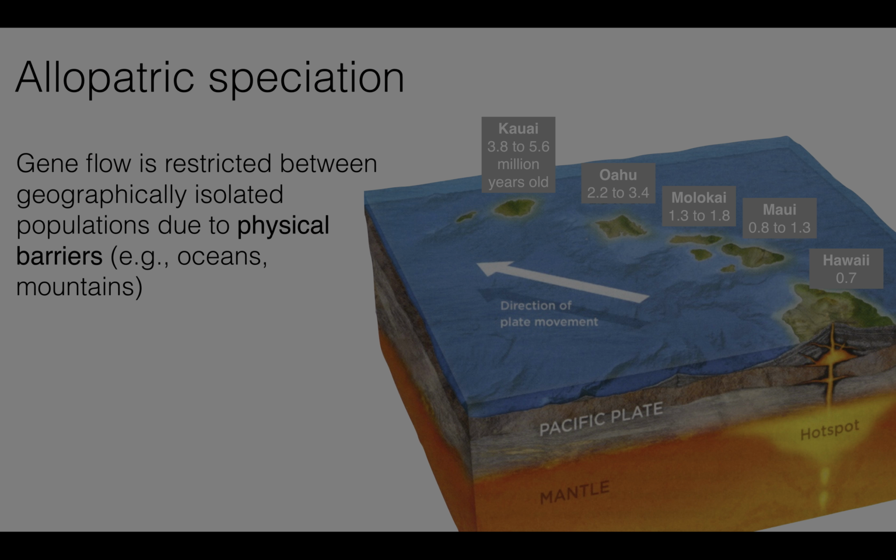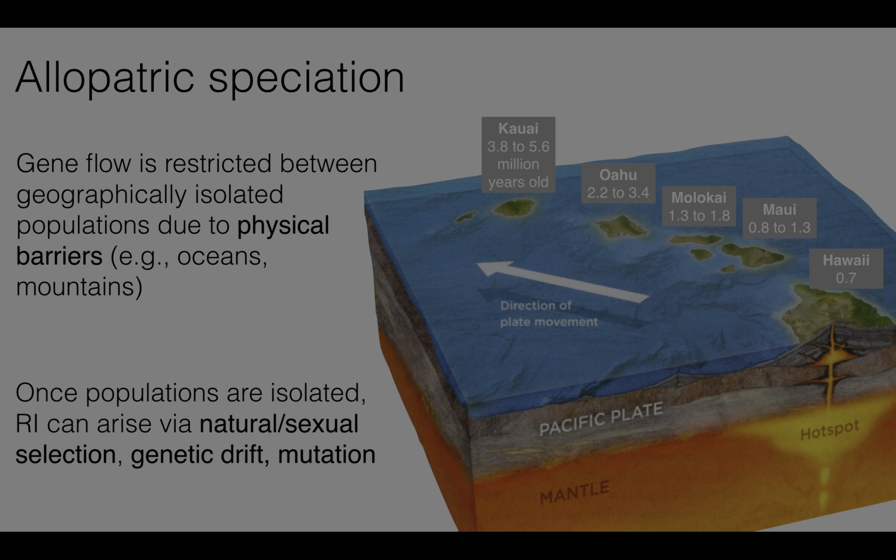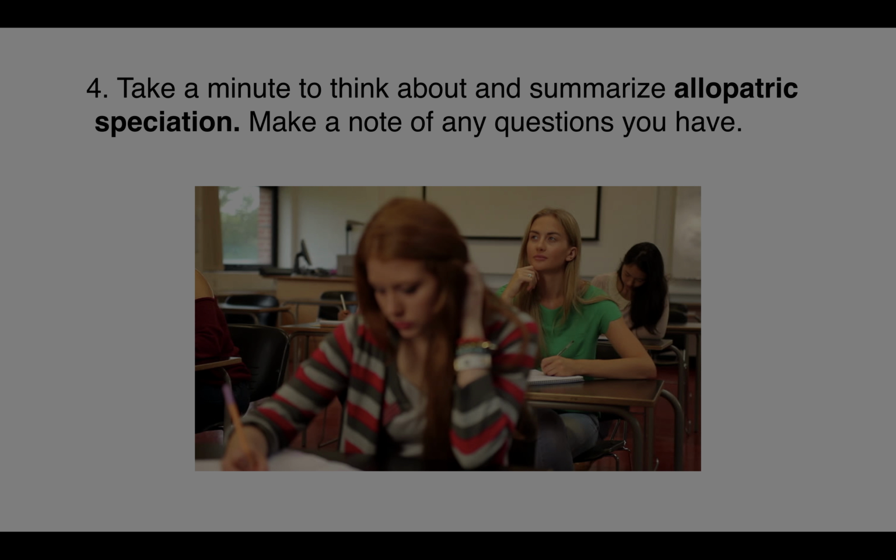So we can think of allopatric speciation as gene flow being restricted between geographically isolated populations due to physical barriers. Once those populations are isolated, reproductive isolation, RI, could arise via natural or sexual selection, or genetic drift, which is random fluctuation in gene frequencies within those populations, or mutation.